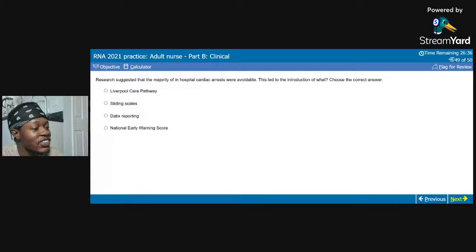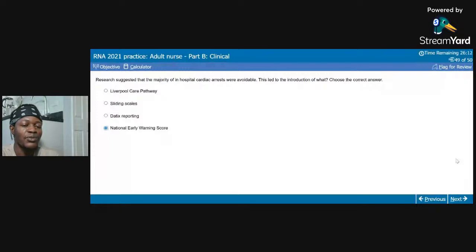Our research suggested that the majority of in-hospital cardiac arrests were avoidable. This led to the introduction of what? Choose the correct answer. I think NEWS. That should be NEWS.